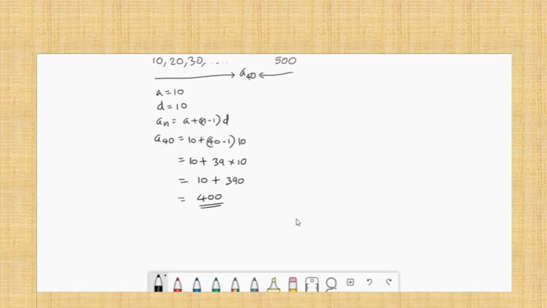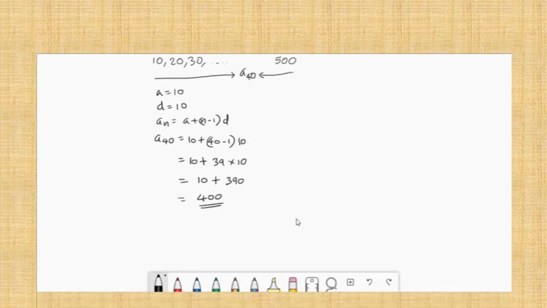How did we find this answer? Okay, I shall repeat again. We got a sequence 10, 20, 30, etc. The progression terminates at 500 and we want to find the 11th term from last to first. So we found the position number of 500, the last term. The 500 will be in this sequence. It is very easy because these are multiples of 10.